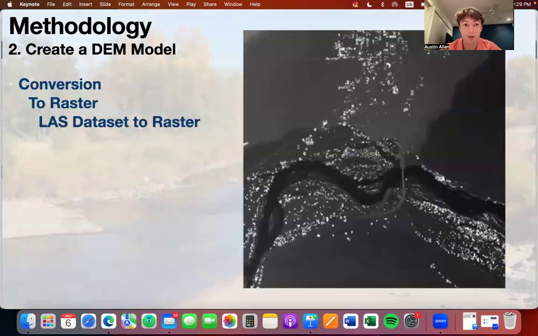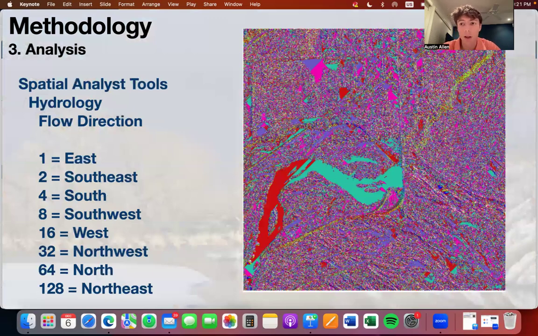So my next step was to turn it into a DEM. I did the steps conversion to raster, LAS dataset to raster, and I got this. And this is just the base for the next steps that are going to come. Quite simple. So from here, I needed to figure out the direction of the flow of water. And it looks very messy, and it is very messy. However, when you understand what each of the colors are, then it makes a lot more sense. So each of the colors is classified 1 through 128, 1 being east, 2 being southeast, 4 being south, 8 being southwest, 16 west, and so on.